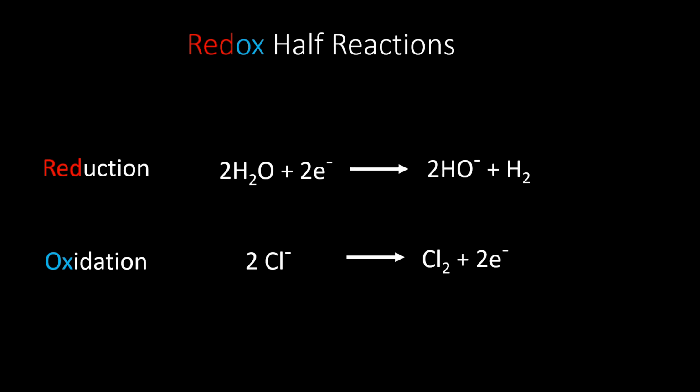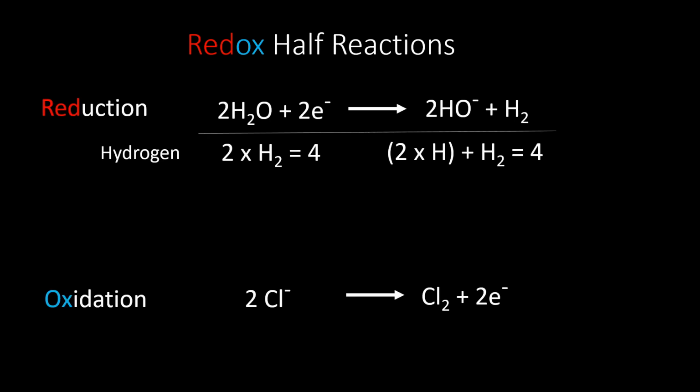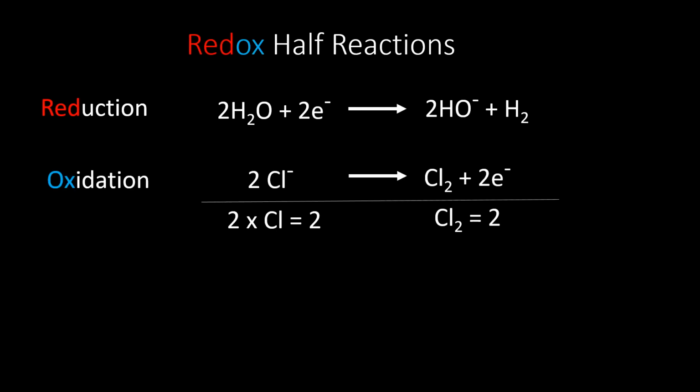For every electrochemical reaction, we have to have a balanced set of half reactions. For instance, in the reduction of water, we see that on both sides of the arrow, we have 4 hydrogens and 2 oxygens. In the oxidation of chloride, both sides have 2 chloride atoms.